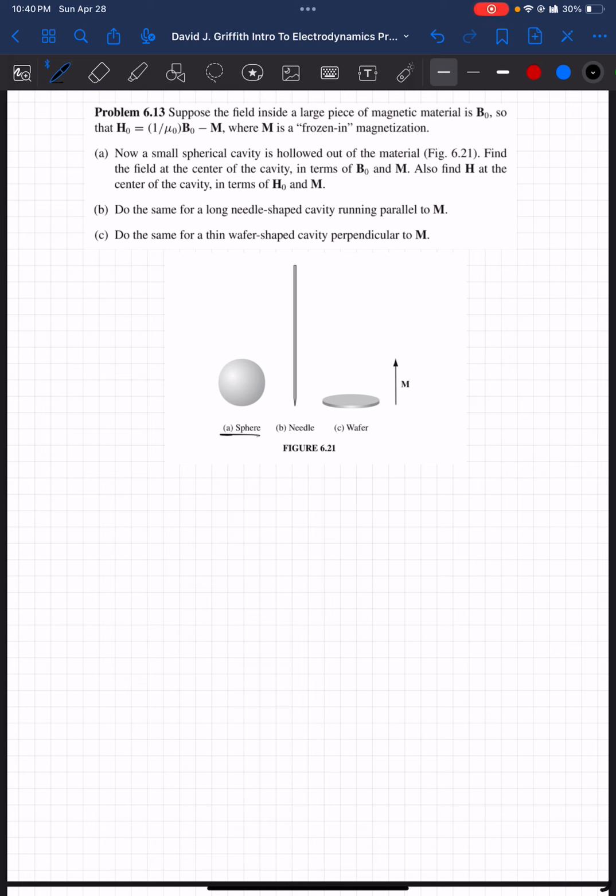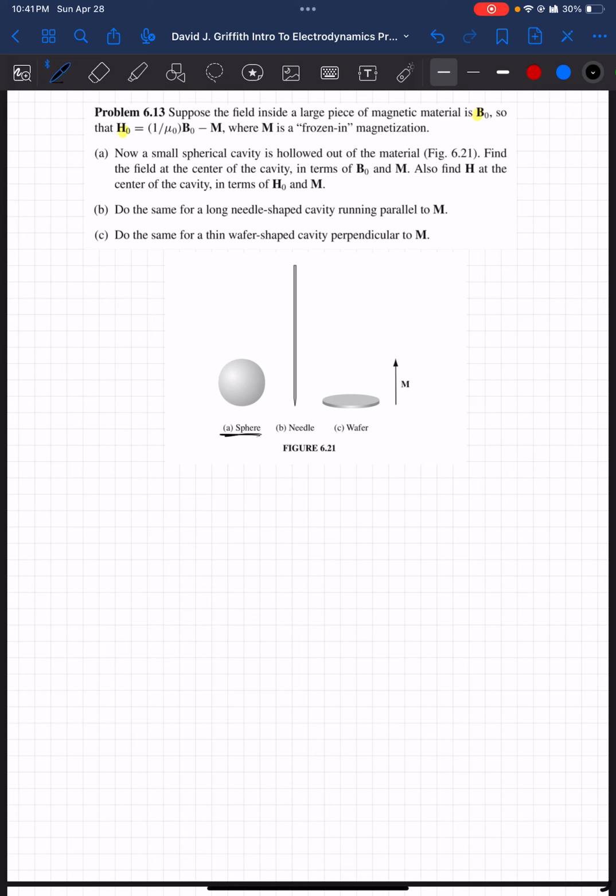In figure 6.21 down here, we can see what the sphere looks like. Find the field at the center of the cavity in terms of B naught and M. Also find H at the center of the cavity in terms of H naught and M. Now, we'll first understand what we're given. We're given H naught and B naught. H naught is the H of our original field, and B naught is the field inside our original magnetic material before the cavity is made.